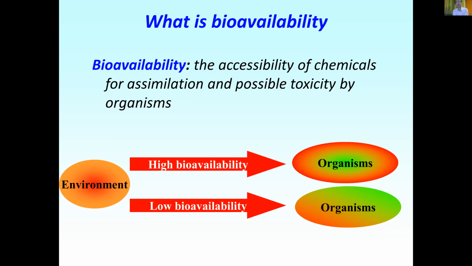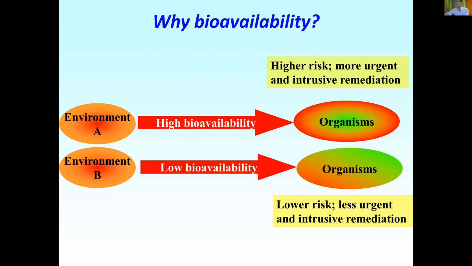And it may need a more urgent remediation. For example, we have 2 paddy soils with the same concentration of cadmium. The paddy soil A has a much higher, perhaps 80% of bioavailability, and the second paddy soil B has about 10% of cadmium bioavailability to the plants. So definitely, it's more urgent to remediate the paddy soil A because of the higher bioavailability of cadmium in the paddy soil. So this is why we're concerned about the bioavailability.